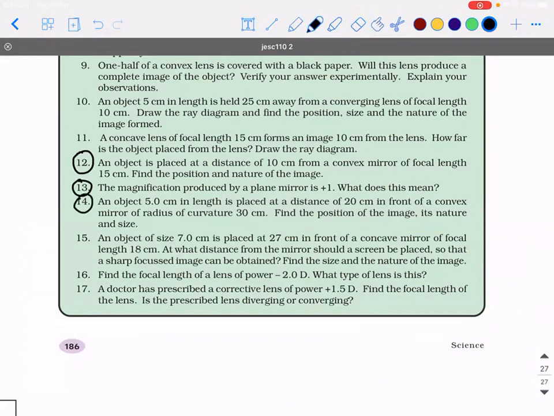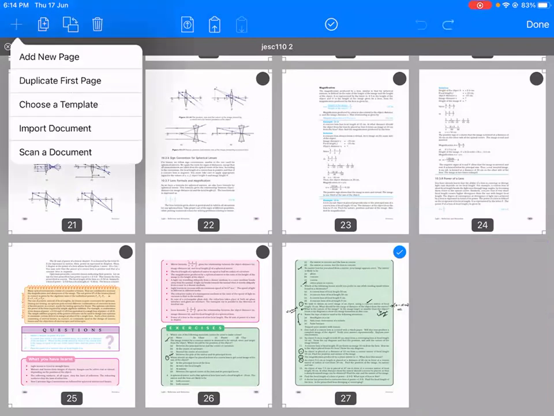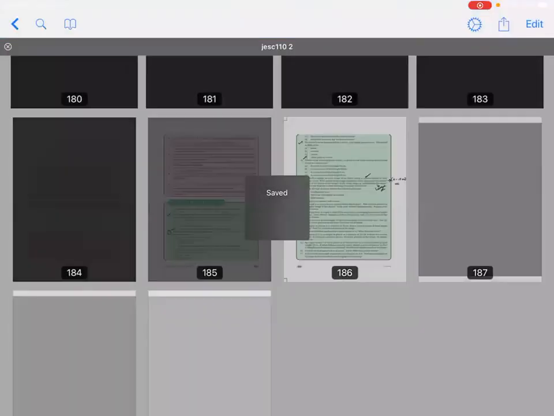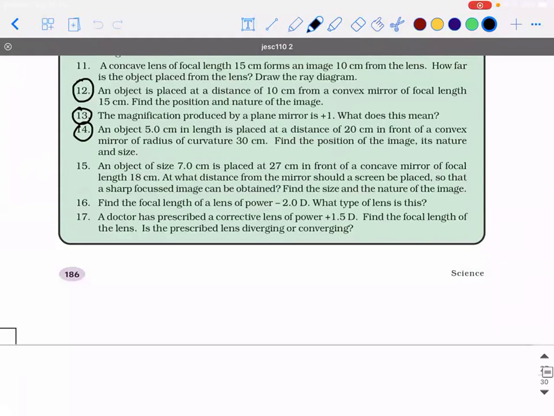14th one. An object 5 centimeter in length is placed at a distance of 20 centimeter in front of a convex mirror. So u is equal to minus 20. See, one thing I want to tell, h naught is always positive and u is always negative.